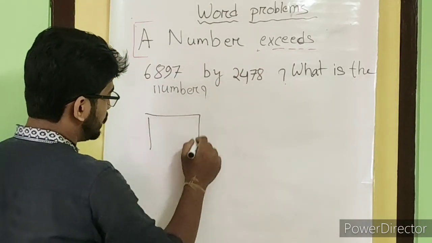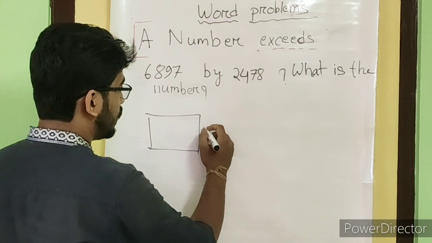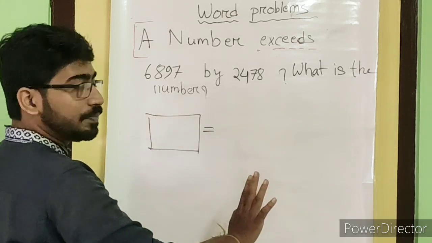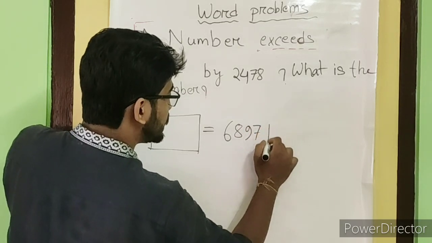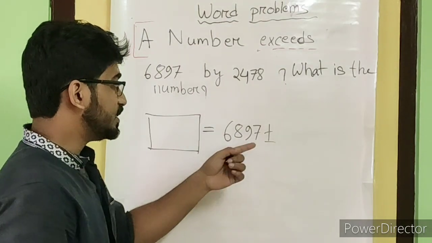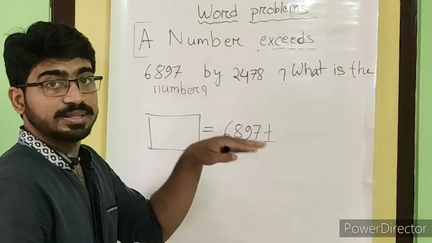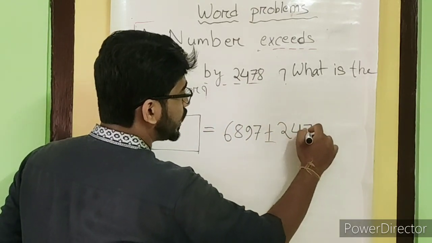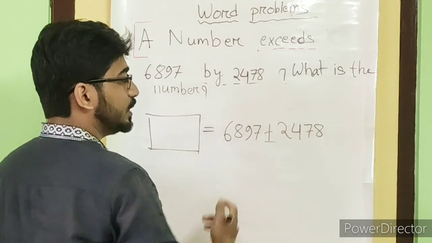A number, again a number. You have done filling the boxes with proper numerals. With the help of this pattern, we are going to find the answer. A number exceeds 6897. Exceeds means to go past, to overcome. We will represent this with the addition symbol. It has gone past 6897 by how much? By 2478. After that, we will add this.